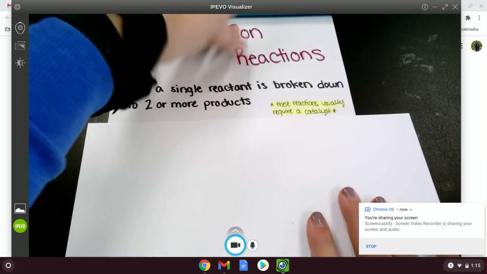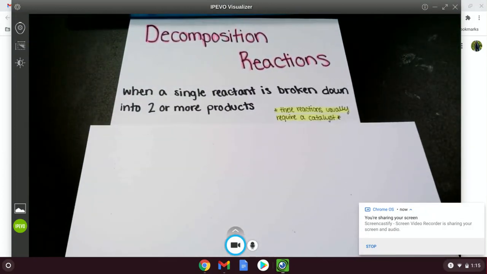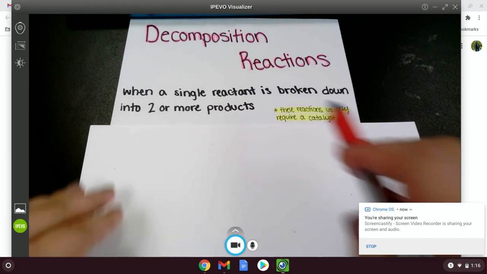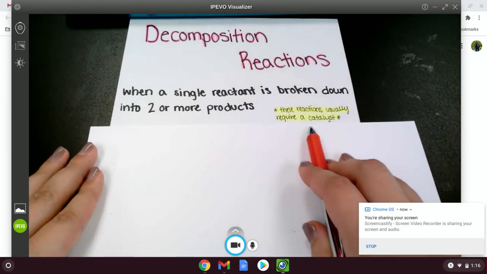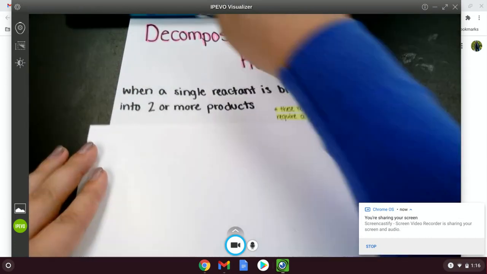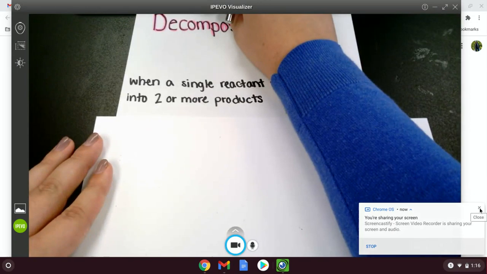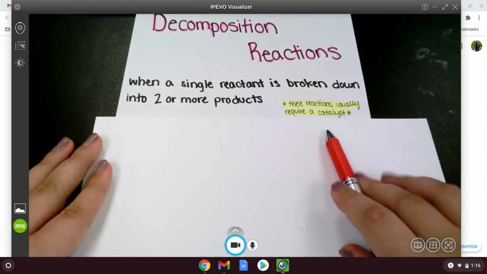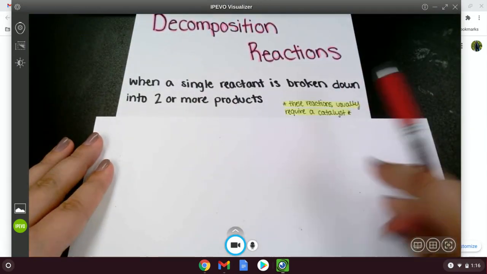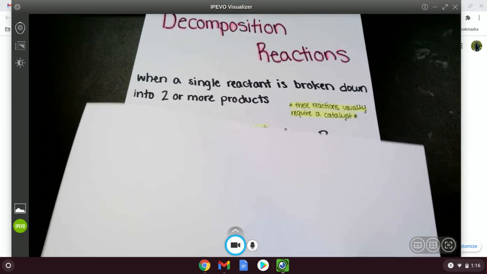Here's the definition. This is when a single reactant is broken down into two or more products. Okay, please note that these reactions usually require a catalyst. Remember, a catalyst is just a substance that speeds up a reaction without being used in it.